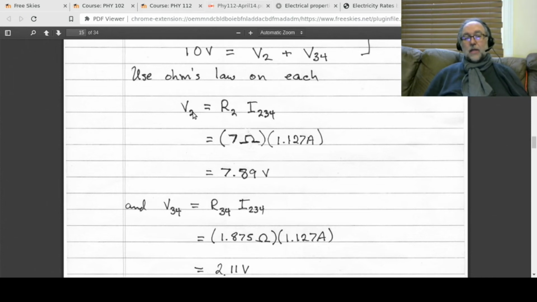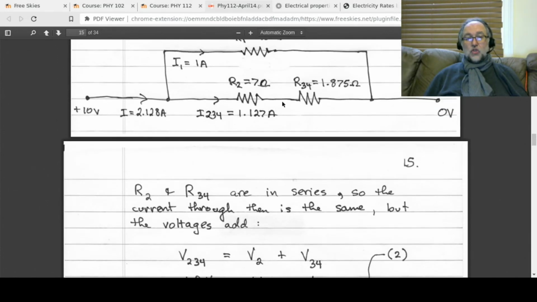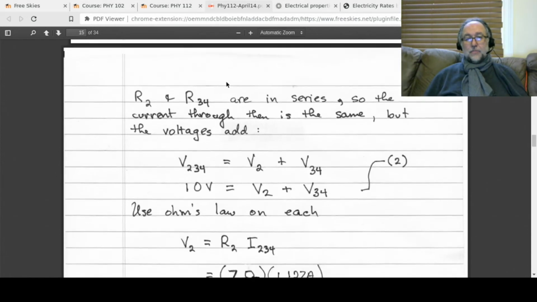It's the same thing. Basically, the voltage drop across just R2 is going to be the current through R2 multiplied by R2. And you say, well, why didn't I just write I2? Because the current through R2 is the current through R234. It's because they're in series, so it's going to be the same. And so R2 is 7 ohms. That current is 1.127 amps. And so you multiply them together and you get 7.89 volts. So the voltage drop across just R2 there is 7.89 volts.